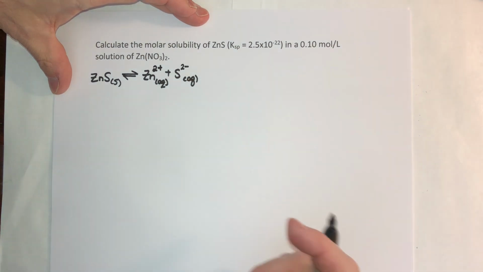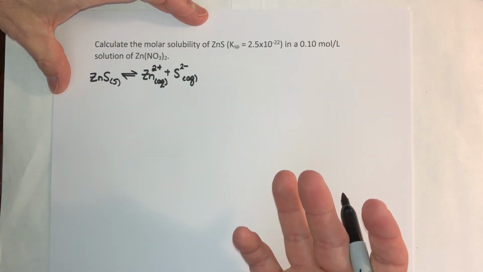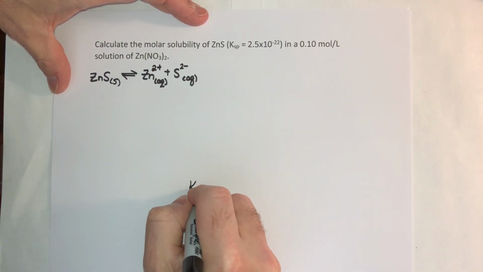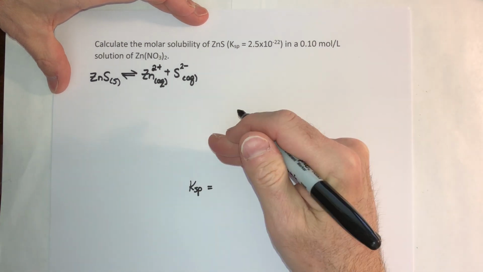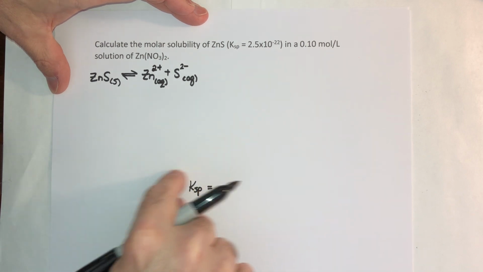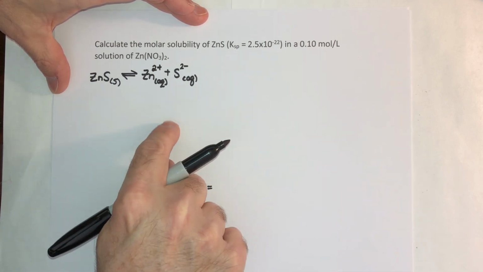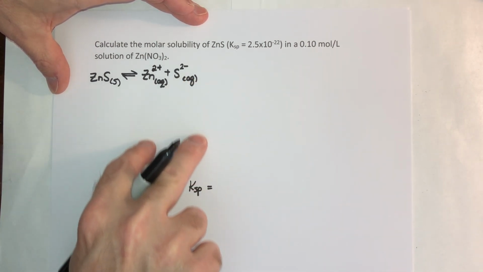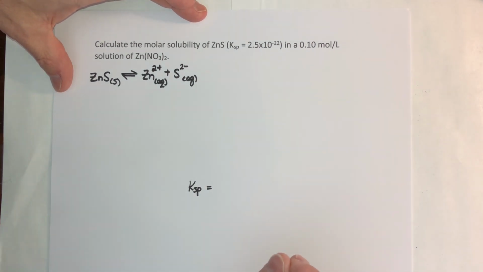Now what I'd like to do is write my equilibrium expression. So I'm going to say KSP equals products over reactants. Now you will notice that I have given a bit of space here. This is where I'm going to make my ice table, right? I wanted to leave a little bit of space under my equation to do that.